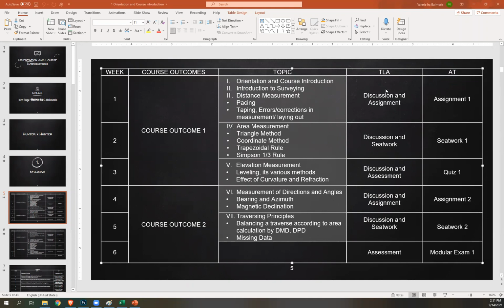Ilang items? Most likely 20 items objective, so that's your identification, true or false. And then 4 to 5 items for problem solving. Pwede na, ma'am. Other questions? Okay, I'll end the recording here.